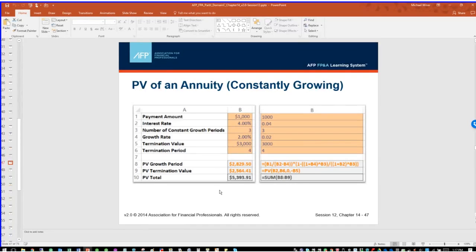Okay. And when you punch that in, you'll get a termination value of $2,564.41. What does that mean? It means if we're going to get $3,000 in 4 periods, the value of that right now, assuming a 4% interest rate, is $2,564.41. So if you add the growth that we're going to get and the termination value, you get your PV total in cell B10. And you see that the underlying argument there just says add B8 and B9.